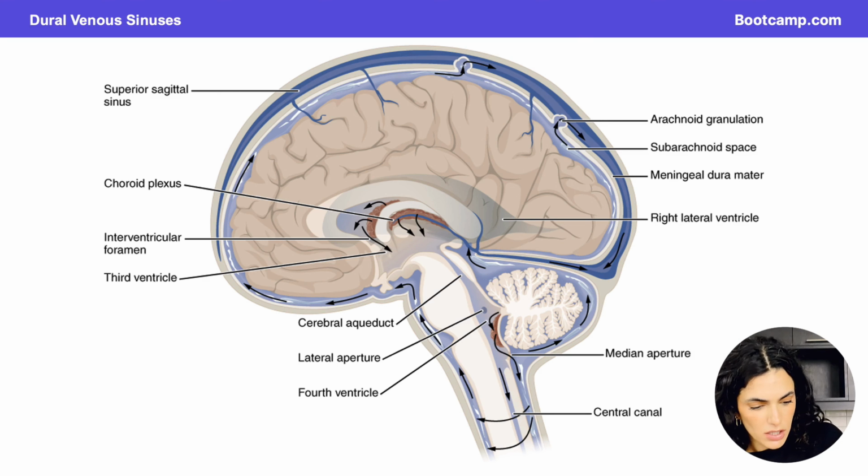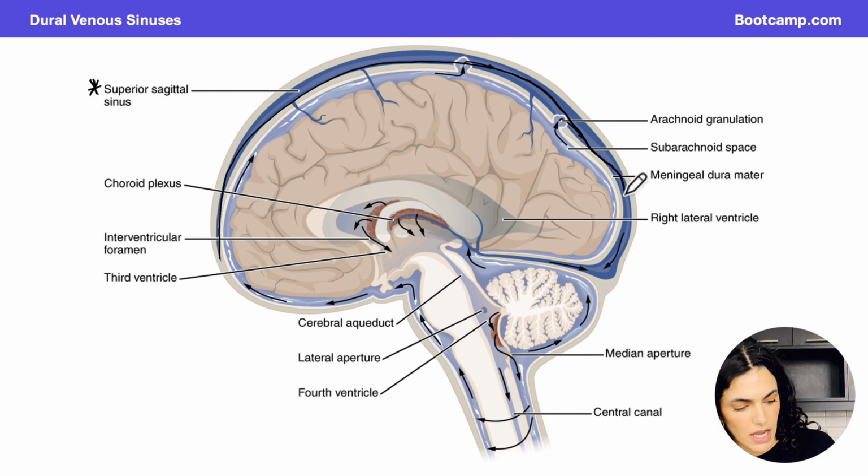So if we have a look here, here would be the periosteal layer of the dura mater, and here we can see the meningeal layer of the dura mater. And you can see in between these spaces is where we're going to have these venous sinuses. The first one, running more superiorly in a sagittal plane along the areas of the brain and the skull, is going to be the superior sagittal sinus. We can see that one over here as it travels along these areas.